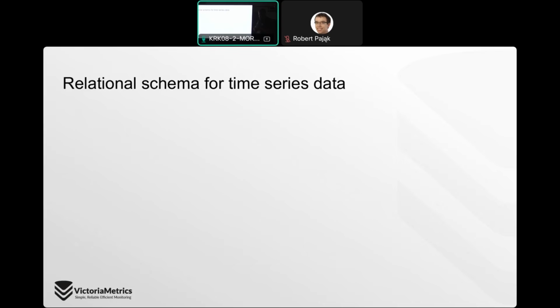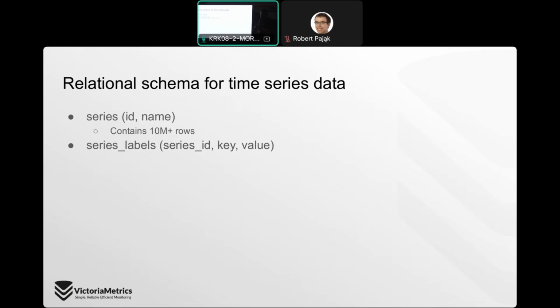And let's model this time series data for a relational database. It will consist of 3 tables. The first table is series. It contains series ID and series name. This table usually contains tens of millions of rows, if you have tens of millions of time series. The second table contains labels for this time series, and it maps key values to the time series ID from the first table.